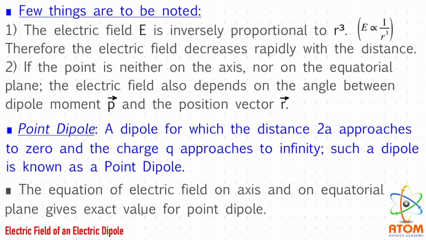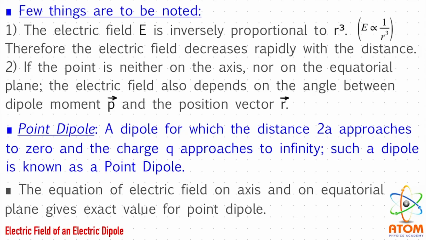Now let us see the definition of a point dipole. A dipole for which the distance 2a approaches 0 and the charge q approaches infinity is known as a point dipole. Obviously, it's a hypothetical dipole. But if we can assume that the distance between the two charges is almost 0, and that the charge q is very high, almost approaching infinity, then such a dipole can be called a point dipole.